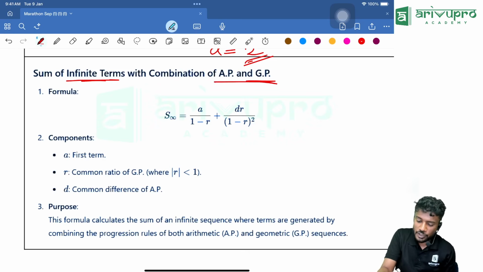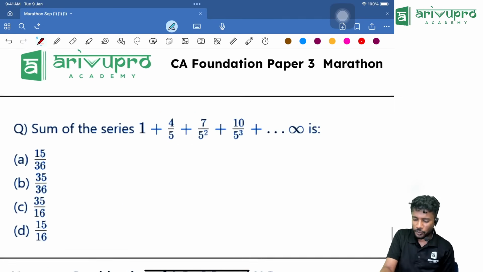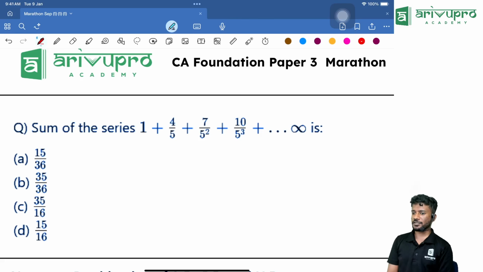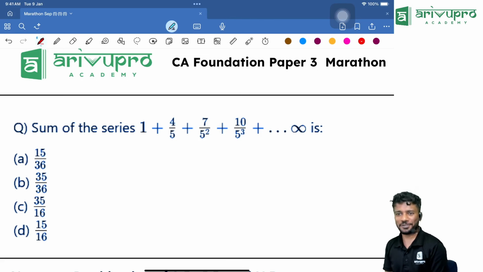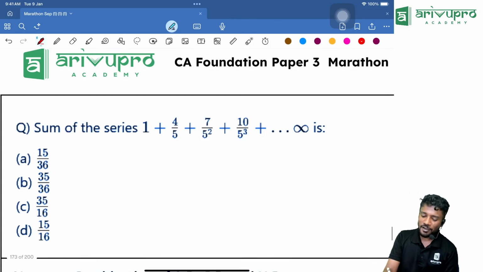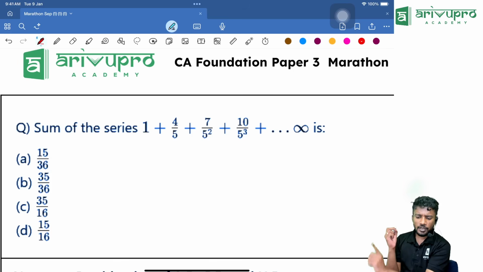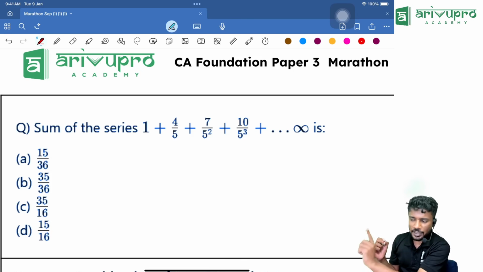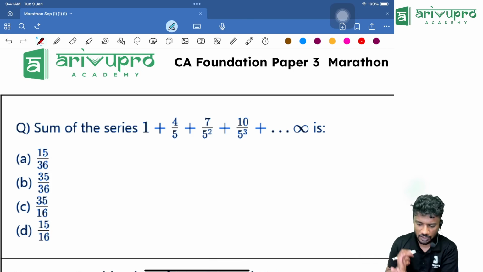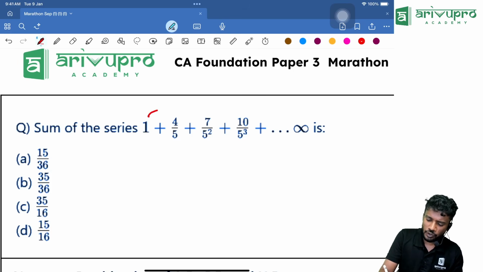Now, some terms where infinite terms are there with a combination of AP and GP. Sometimes the question will be like this. What is this? The sum of the series 1 plus 4 by 5 plus 7 by 5 square plus 10 by 5 cube plus etc up to infinity. Here, we will check the numerator. In the numerator, what is happening? An increment of 3 is there.